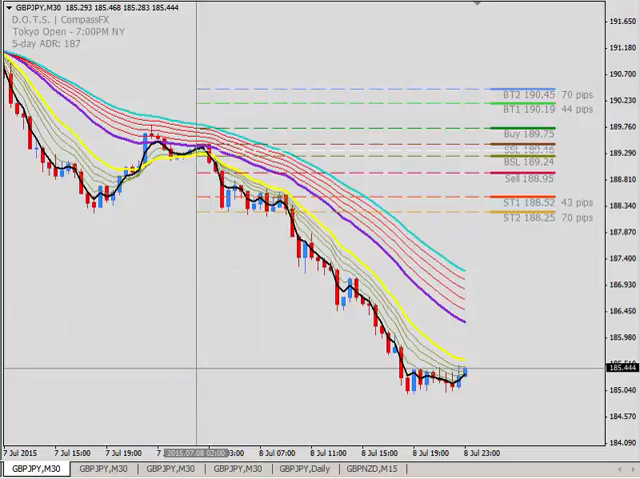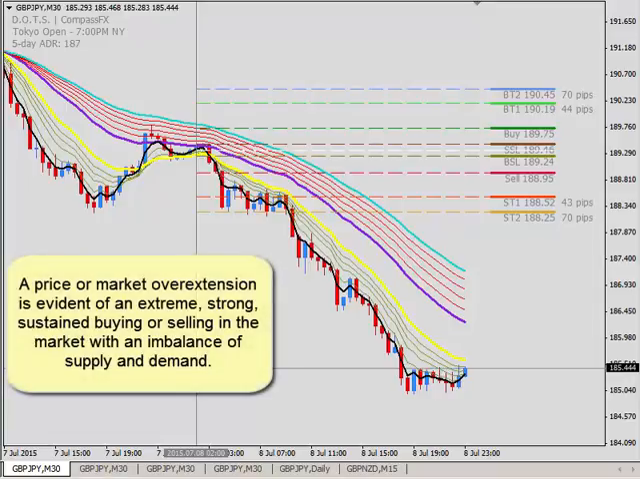Well, first and foremost, a price overextension or a market overextension is evidence of an extreme, strong, sustained buying or selling in the marketplace. You get this imbalance of supply and demand: the buyers who are putting in bids compared to the sellers putting in offers. There's an imbalance between the demand, those wanting to buy, compared to the supply, those wanting to sell.